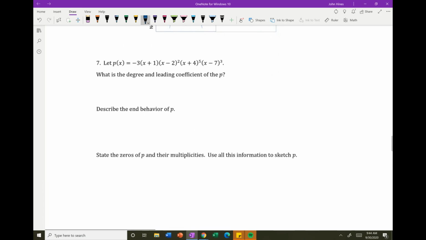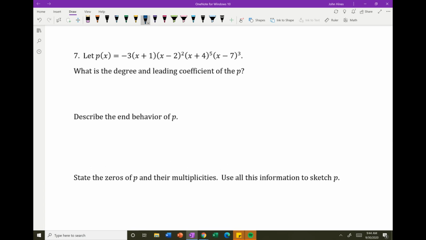So let's do this last problem and we'll call it a video. So let p of x equal this lovely polynomial here. And I asked you what is the degree and the leading coefficient. So the degree is how many factors. If I was to multiply this all out, what would x to the highest power be? Well, I have 1, 2, 5, and 3 factors there. So if I was to multiply all those factors together, that gives me a degree of 11. So my degree is 11 because I have 11 different linear factors there.